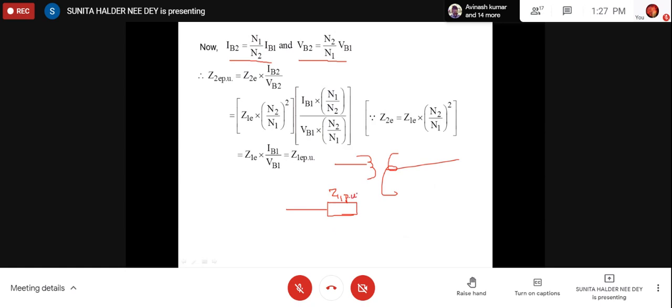I cannot write in this way. Okay, alright, I will. So in the class, Z1E per unit referred to primary. Say so. After that there should be an ideal transformer. So ideal transformer means this side is V1, this side is V2.